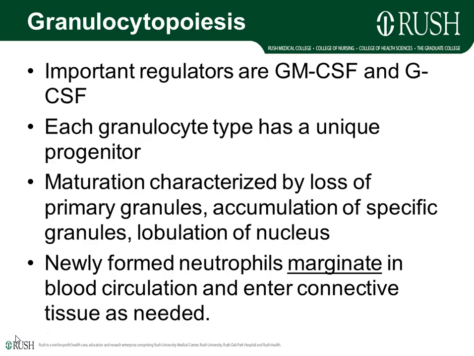Now let's talk about granulocytopoiesis. The important regulators here are GM-CSF and G-CSF. Each granulocyte type has a unique progenitor, and maturation is characterized by loss of what we call the primary granules and accumulation of a set of secondary granules, which we call specific granules. It's also accompanied by at least some lobulation of the nucleus. Sometimes they're bilobed, sometimes they have 3 to 5 lobes. It just depends on the cell type, and we'll look at all of those. Newly formed neutrophils marginate in blood circulation and enter connective tissue as needed.